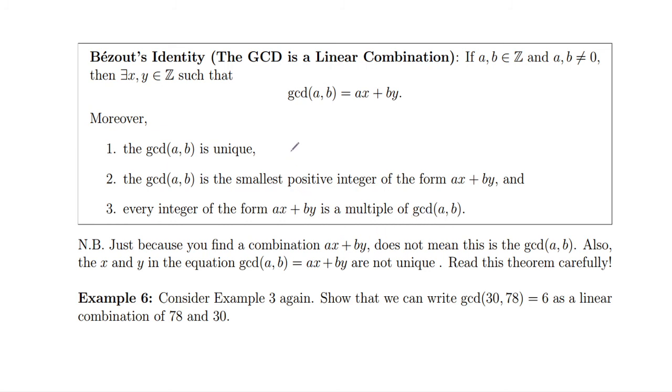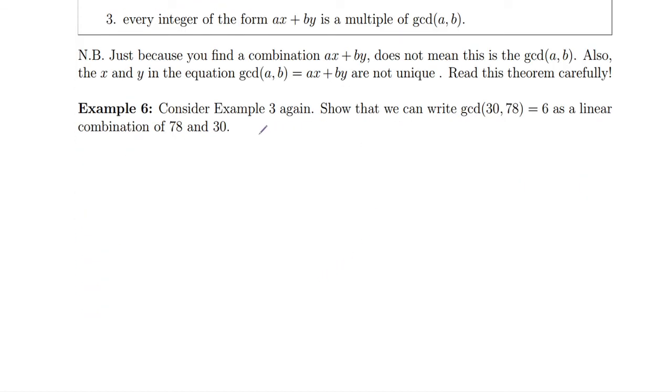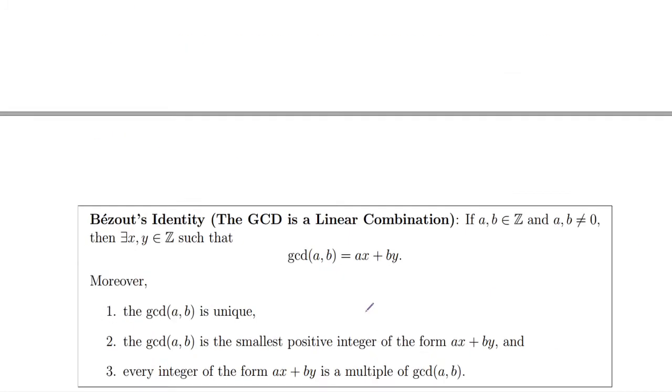Okay, so you kind of have to be a little bit careful when you're looking at this. Just because you find a combination of ax plus by, it does not mean that this is the GCD of a and b. Also, the x and y in the equation are not actually unique themselves, so read that theorem really carefully. I'll give you a couple of examples to illustrate this. The first example I wanted to show you was, could you look back at this example 3 here?